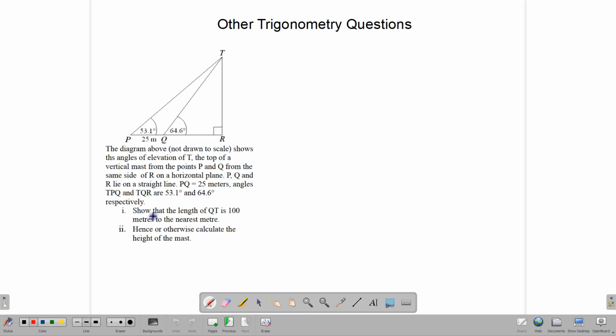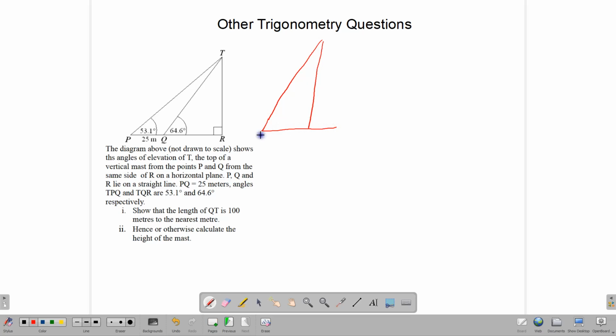Now, the first thing we're supposed to do is to show that the length of QT, that's this side here, is equal to 100 meters. How can we do that? First, I am going to separate the diagram. Look at this triangle here. We want QT. There are no measurements over here for us to use. The only measurement here relates to this part of the triangle. So let me separate that part of the triangle so we can have a better look at it. All right, so let's have that. This is our triangle here.